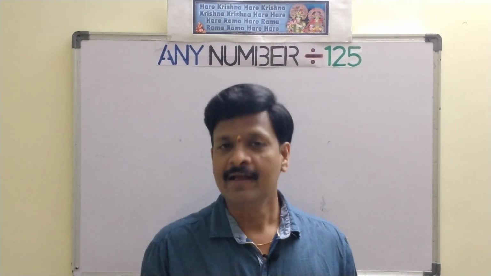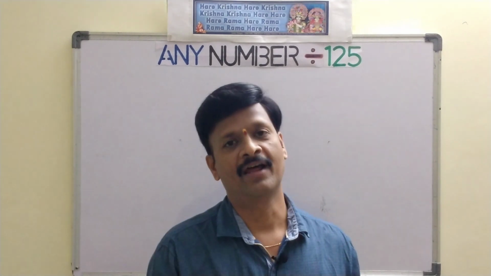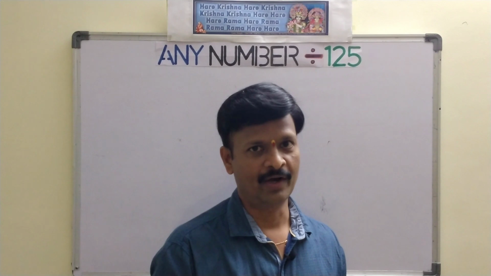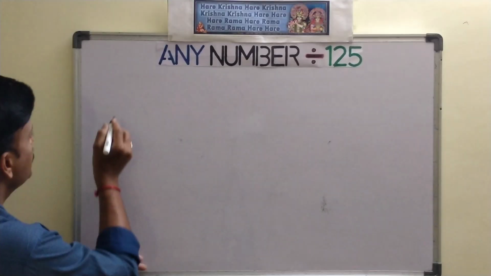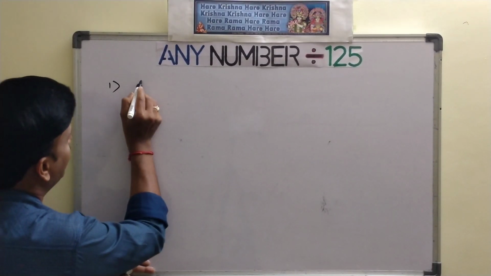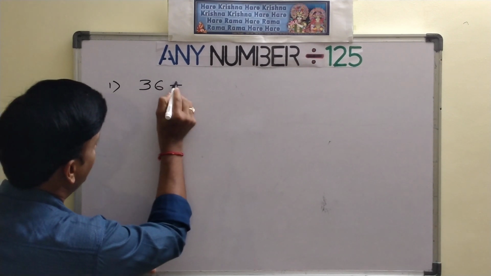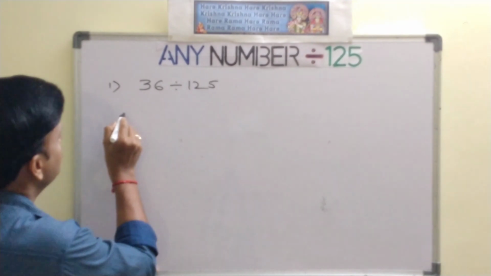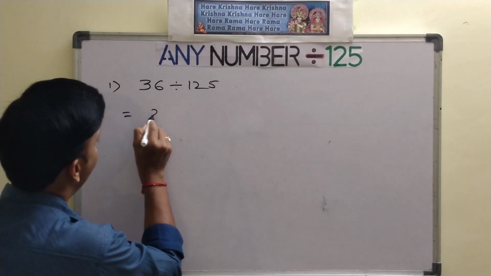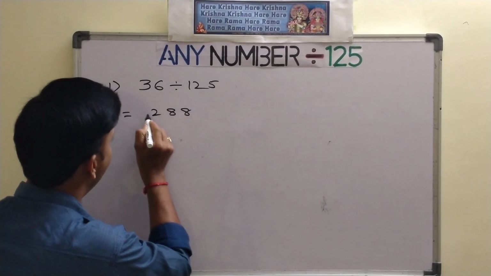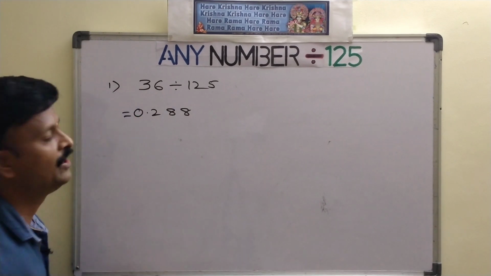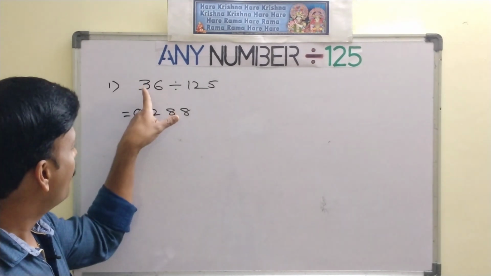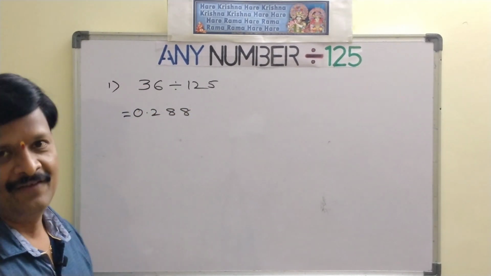Here in this technique, let's consider from 2-digit numbers onwards: 2-digit number, 3-digit number, 4-digit number and so on. Let's consider first a 2-digit number. Suppose you want to divide 36 by 125, this is equal to 0.288. 0.288 is the answer when you divide 36 by 125.